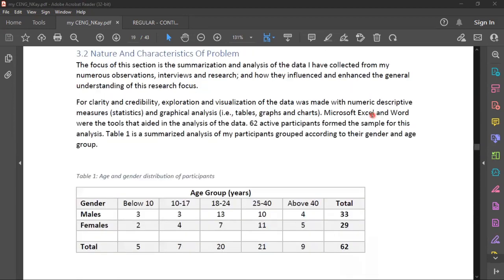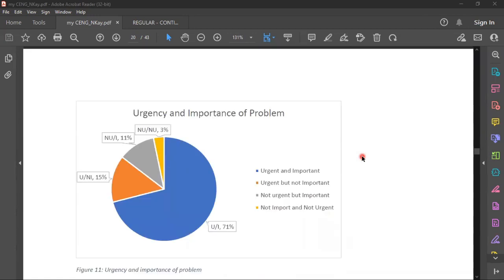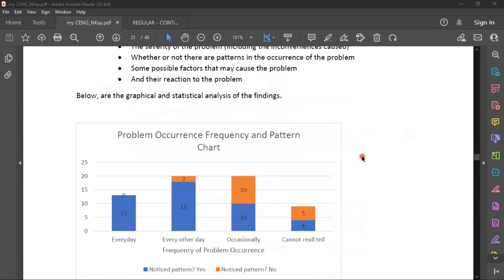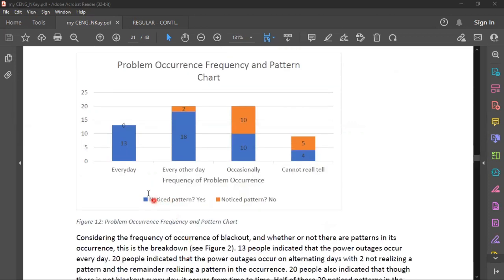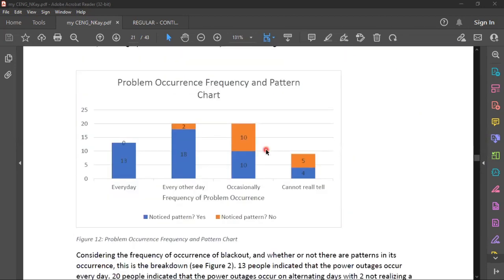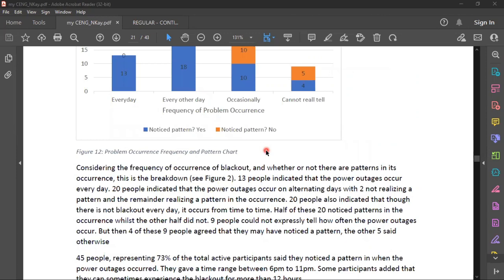And then what I'll also say is that he included trends and patterns. So for the trends and patterns, you will see it here. So this is it, right? This is the frequency of problem occurrence. And then you see here, he wrote blue is for noticed pattern, yes. Noticed pattern, no. You get it? So you see, in every problem, if it's a major problem in your community, then it means that there will be some trends or pattern inside. So you have to capture that in the form of a chart in your report.